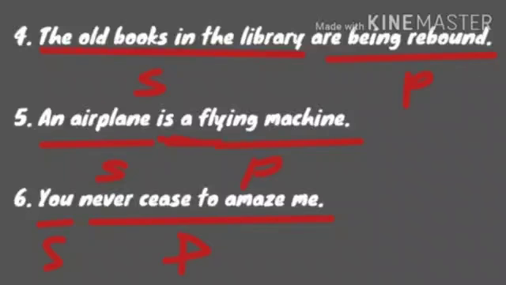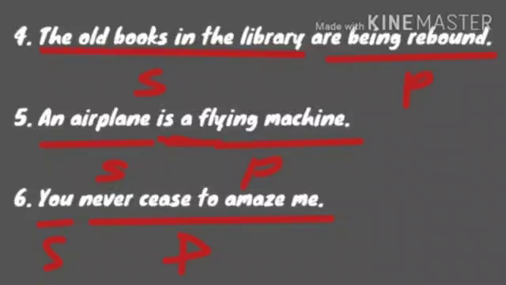You never cease to amaze me. Now in this sentence, what is the subject? You is the subject. Never cease to amaze me is the predicate, because we are talking about you, and that is why it is the subject. And what are we saying about you? That you never cease to amaze me. So never cease to amaze me is the predicate.